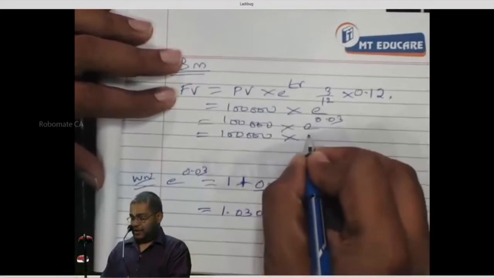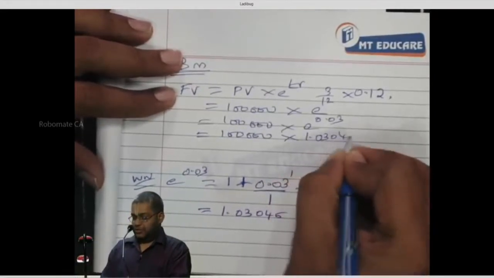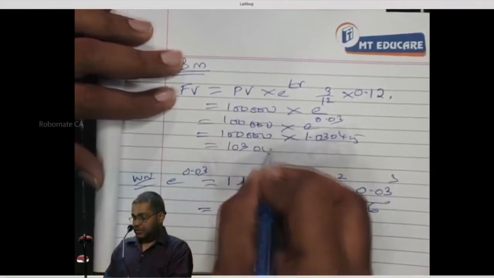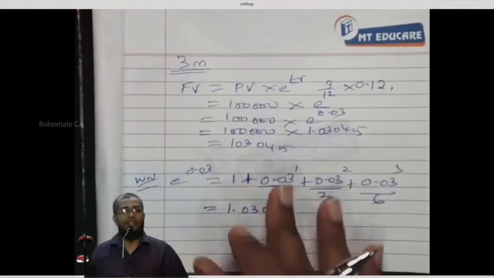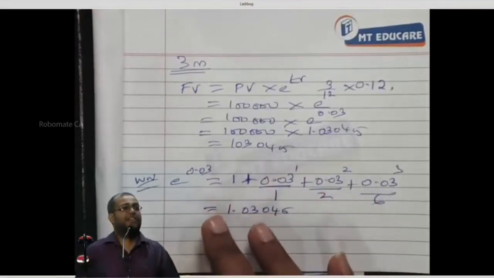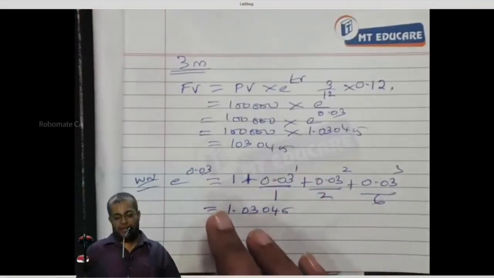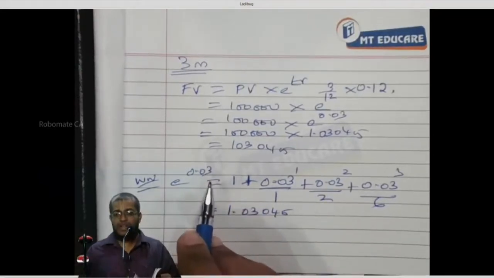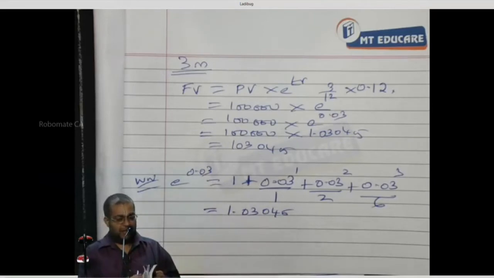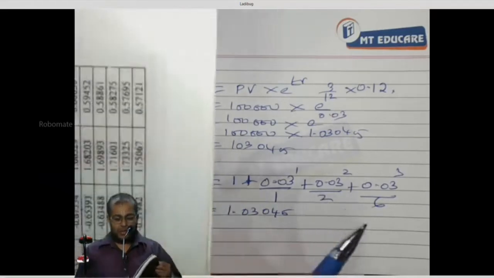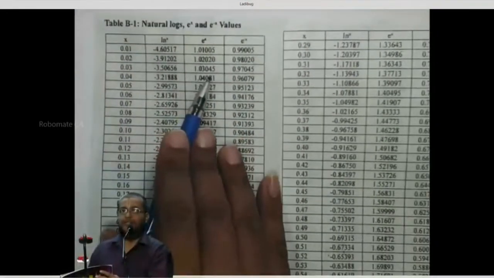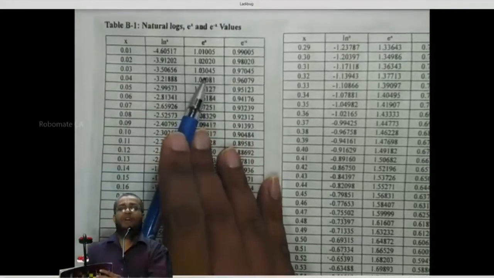1 lakh into 1.03045 is equal to how much here? 1,03,045. Just for you to have clarity, go to the last page. I have found out e power 0.03, I have to find out or not? Please look at the workbook and tell me what is the e power 0.03 calculation. 0.03 gives you 1.03045. Exactly, we calculated. Respond yes or no.